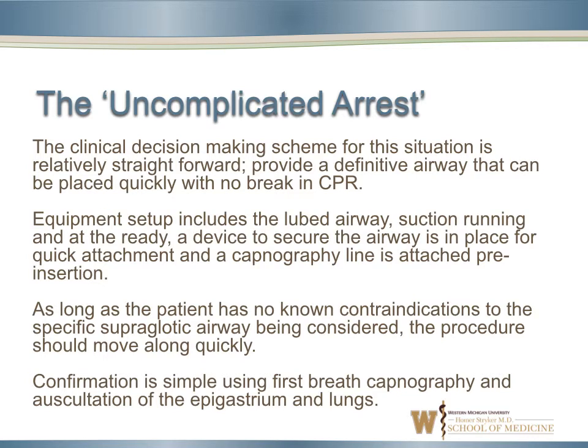The equipment setup hopefully includes lubing the airway. We should have that suction on, running, and a device to secure the airway should be in place so we can quickly attach it. And the capnography line is attached pre-insertion so we get first breath capnography. So as long as the patient has no known contraindications to the specific supraglottic airway we're looking at, the procedure should move along pretty quickly. Confirmation of the airway in place is pretty straightforward. We look for rise and fall of the chest, auscultation of the epigastric and lung sounds, and of course, that first breath capnography.